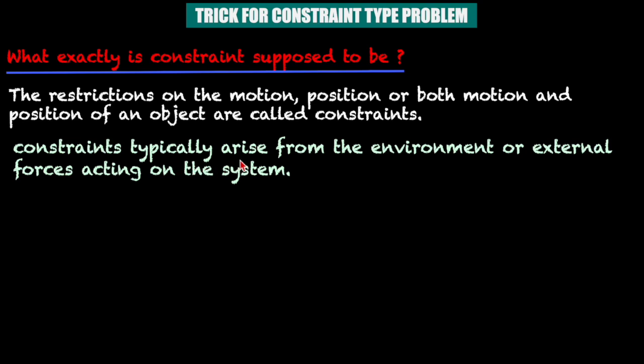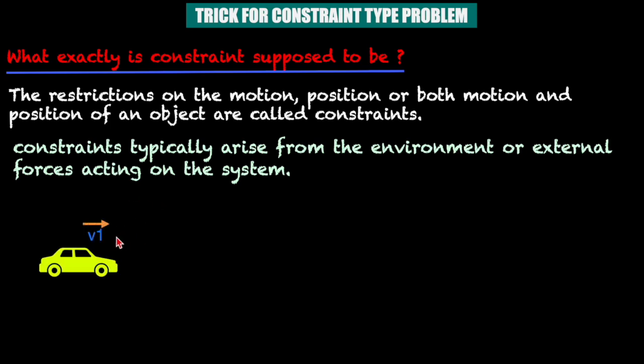Constraints typically arise from the environmental or external forces acting on the system. Suppose you have seen a system, and due to the environment or external forces like friction, or you can say gravitational forces, the body has changed its motion and position. These types of things are called constraints. To better understand the constraint, let's look at an example.